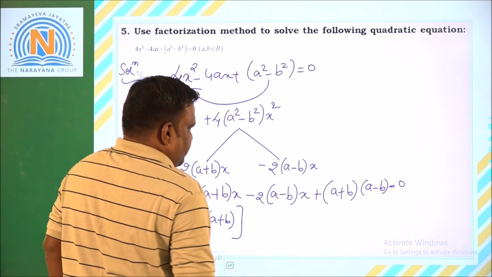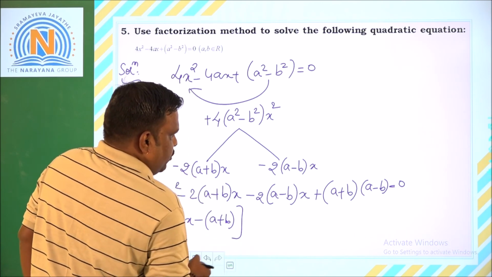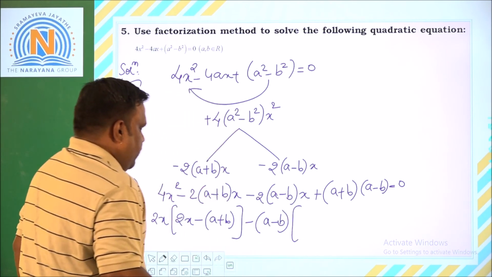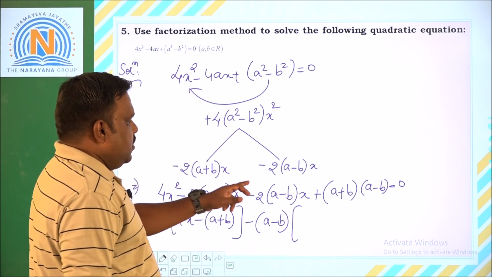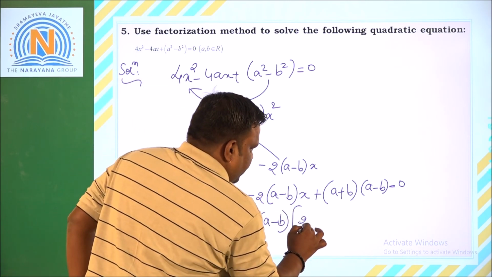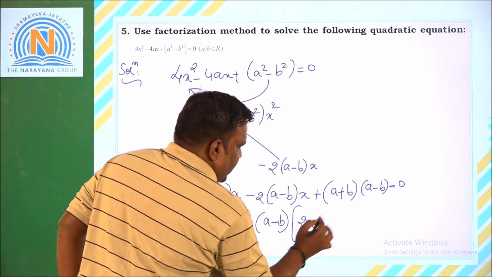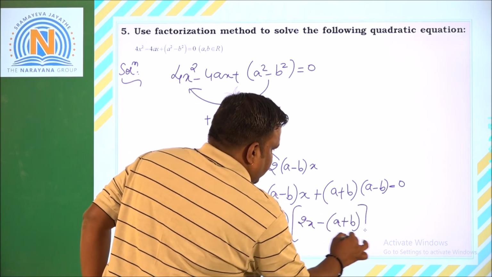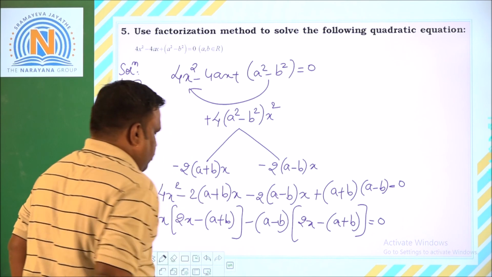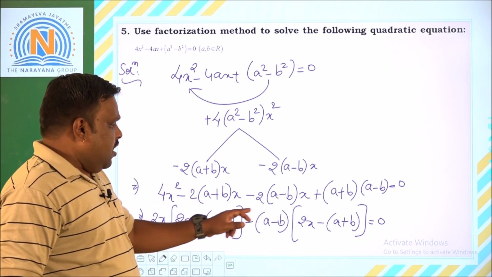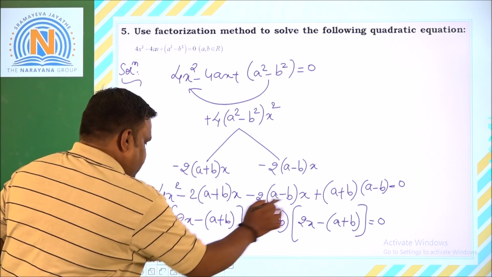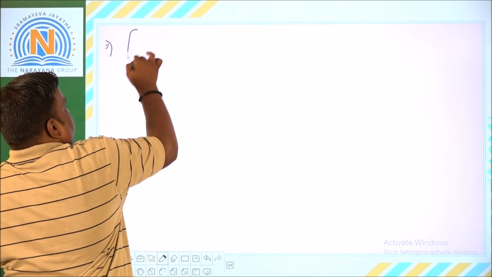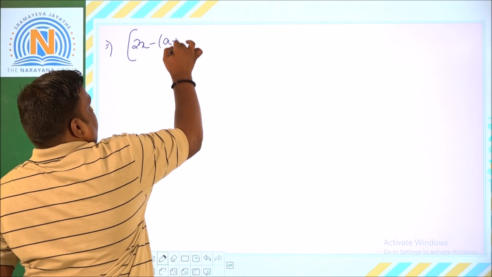Similarly, from the next two terms, I have to take out minus of a minus b common. So when I take out minus of a minus b common, I will be left with 2x, since I took minus common, plus becomes minus, a minus b is outside, so I am left with only a plus b inside the brackets, equal to 0. Now 2x minus of a plus b is common in both of the brackets.